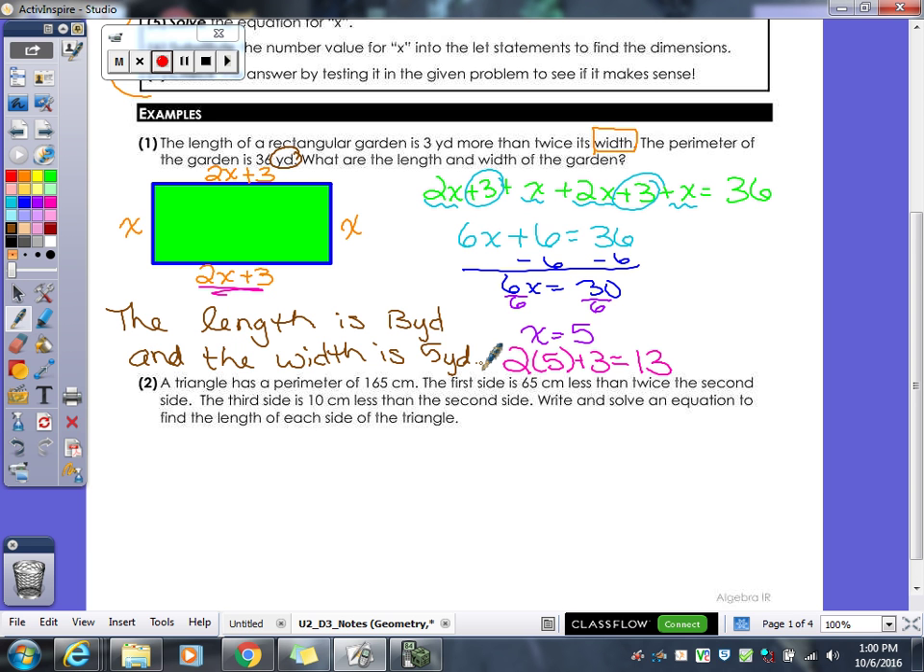Your picture is your let statement at this point in time. It's a good question. Some kids draw the picture and still want to write the let statements on top of it, so if you want to, go right ahead, but your picture can count as that.